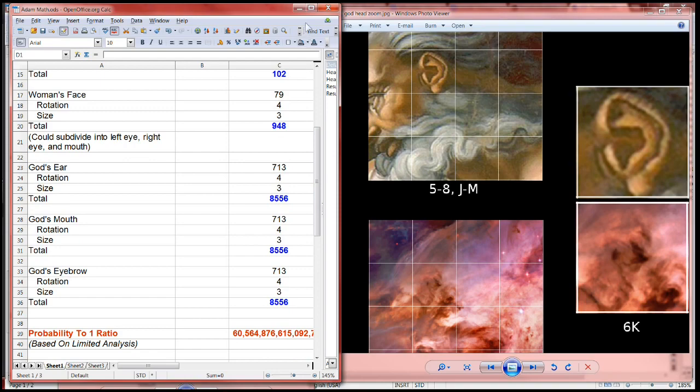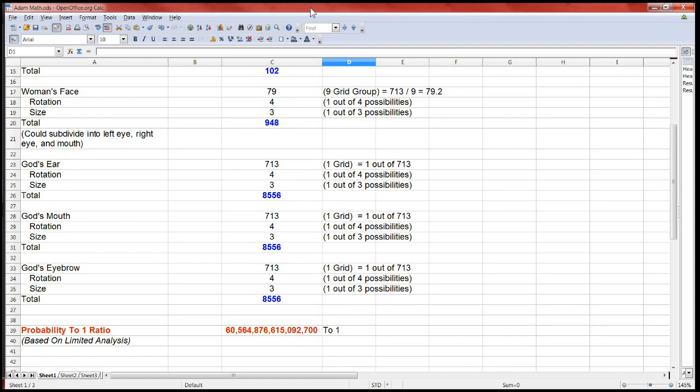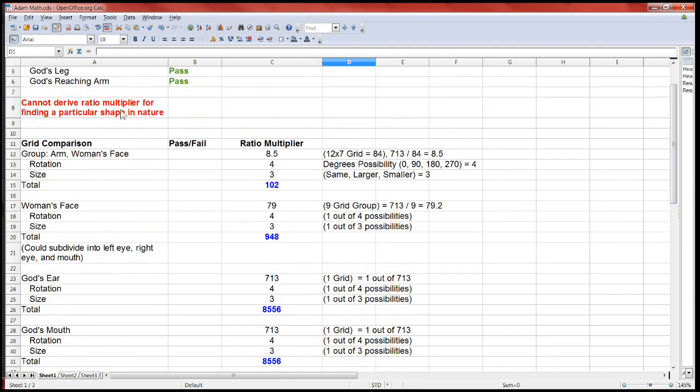8,556. So just with the grids that we have compared so far, a rough analysis, and by the way, it should be known too that we cannot derive a ratio multiplier for finding a particular shape in nature. For example, what are the chances that we would even find the shape that looks like the inner part of an ear, or that looks like that woman's face pointed in that direction in nature? There is no number for that, but the number would be rather low to randomly find these various things all grouped within the same image together.